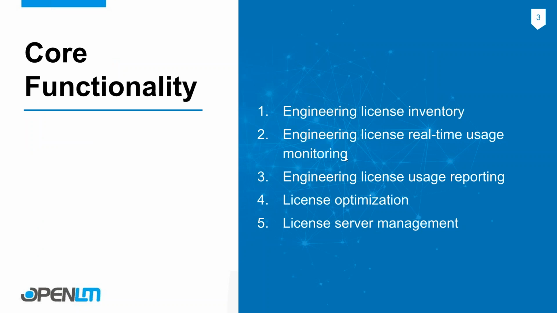So we'll start with the core functionality of OpenLM. It can be broken down into simply 5 different business objectives. You've got your license inventory, real-time usage monitoring, license usage reporting, license optimization, and license server management. Now, this might look a bit similar at first, but they are really very different. Let's take a look at each one in turn.